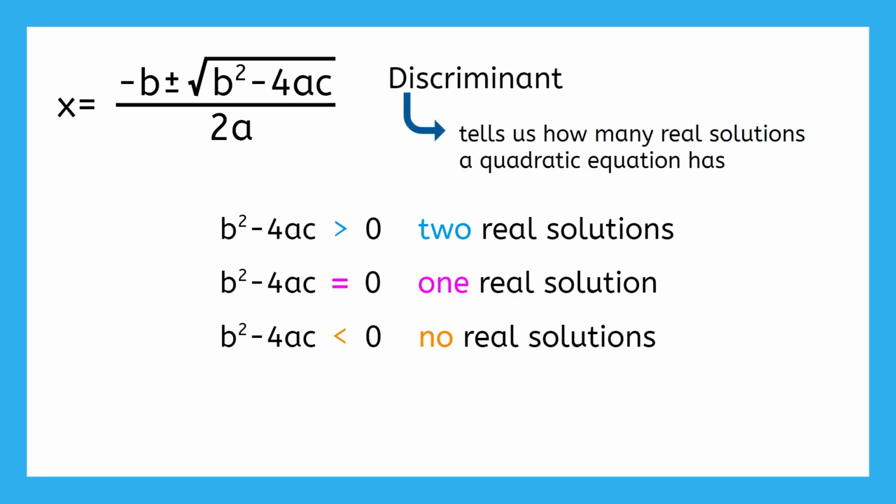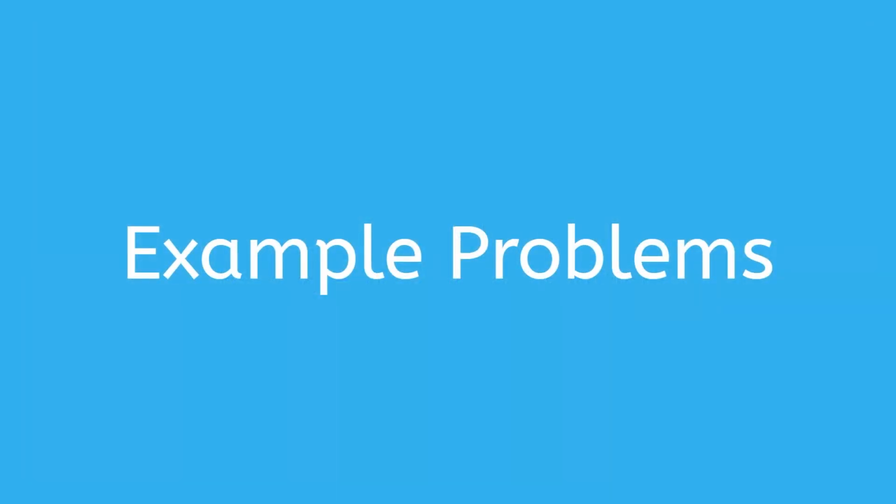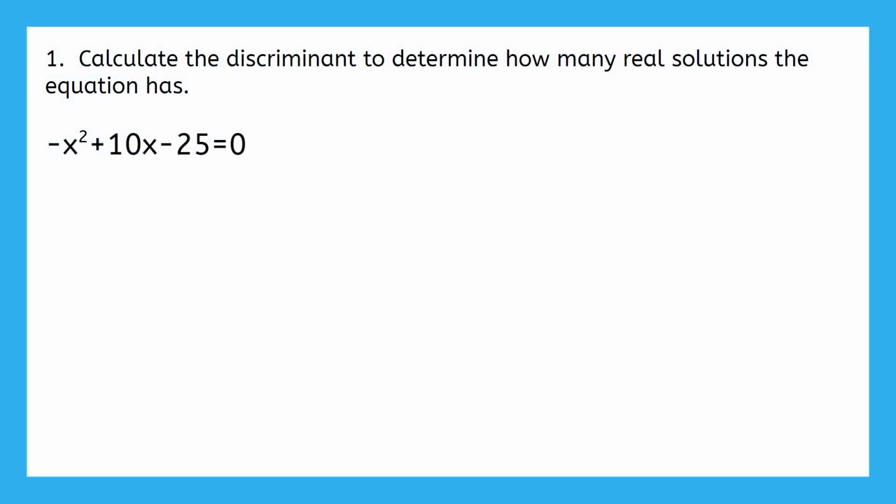Let's try using the discriminant to predict how many real solutions a quadratic equation will have with some example problems. Here we have negative x squared plus 10x minus 25 equals 0. And we need to calculate the discriminant to determine how many solutions the equation has. What do you think our first step should be?